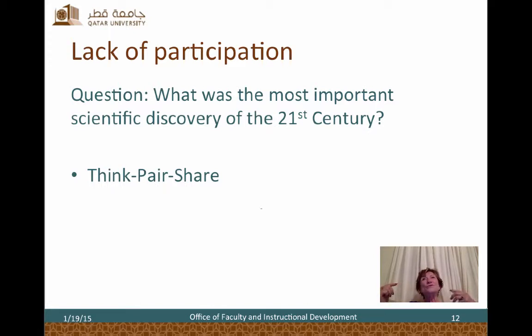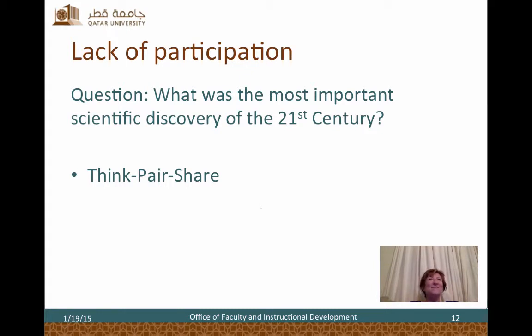Now I want you to turn to a partner, someone sitting next to you, and exchange ideas. See what they think and tell them what you think. Talk about it for 1 minute. Now I'm going to call on different groups around the room to tell me what their answer is, what that partnership has for us.